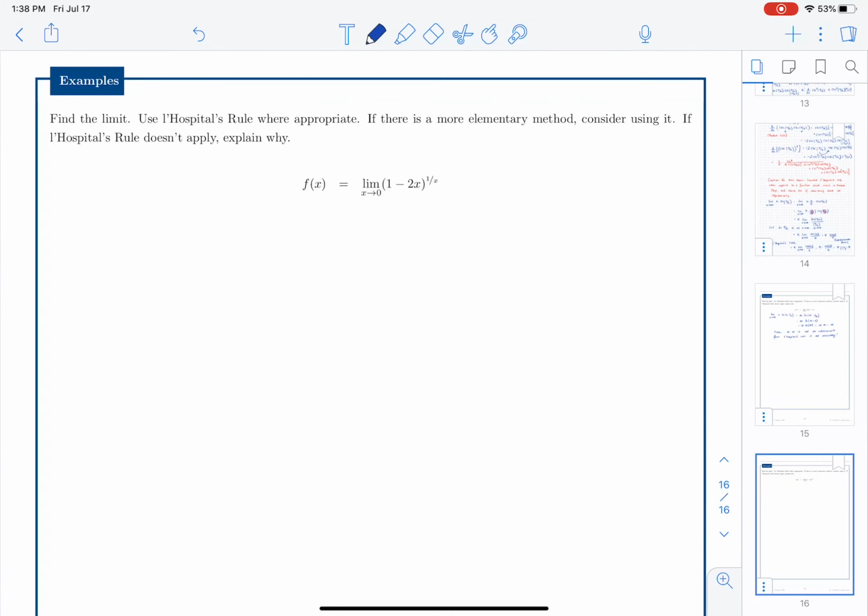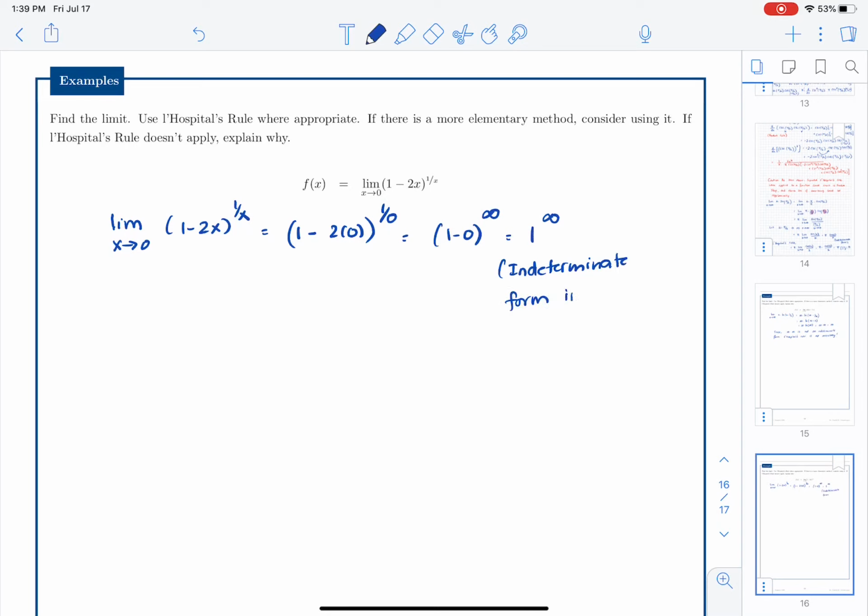Okay, here we have another example. First, we've got to apply the limit to see if in fact we have an indeterminate form. So limit as x approaches 0. Let's apply the limit. So we have 1 minus 2 times 0 raised to 1 over 0. 1 minus 0 raised to infinity. We have 1 raised to infinity, and that is an indeterminate form. Specifically, this is an indeterminate form in powers.